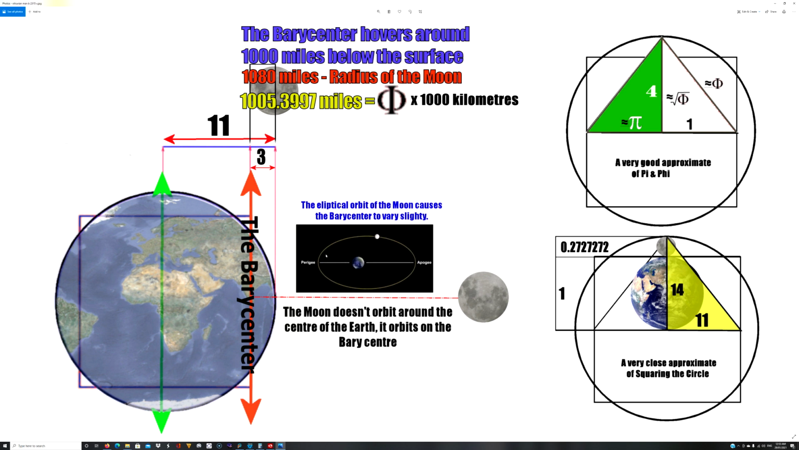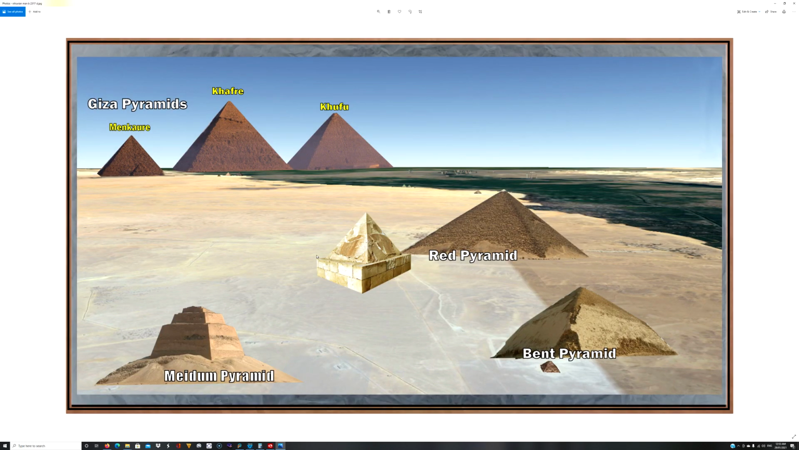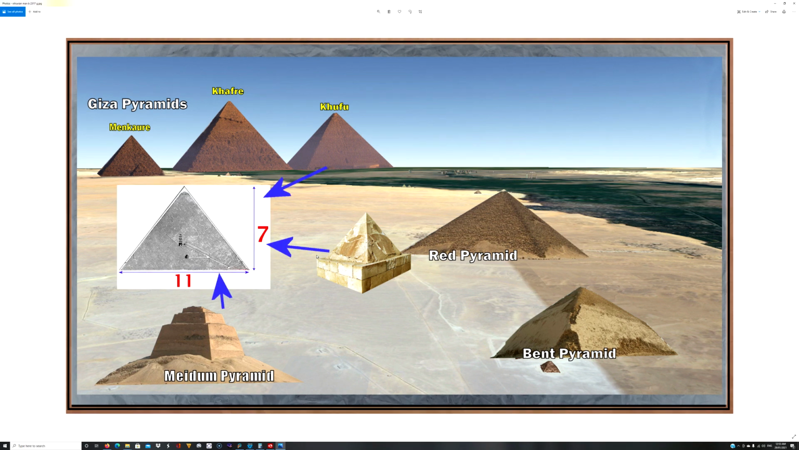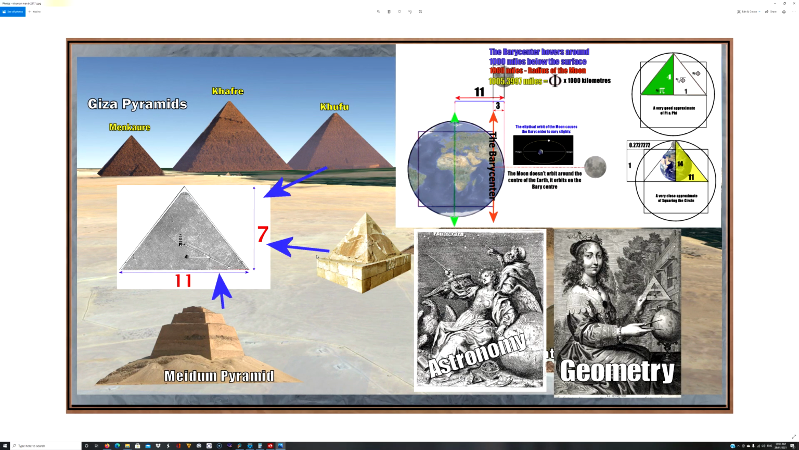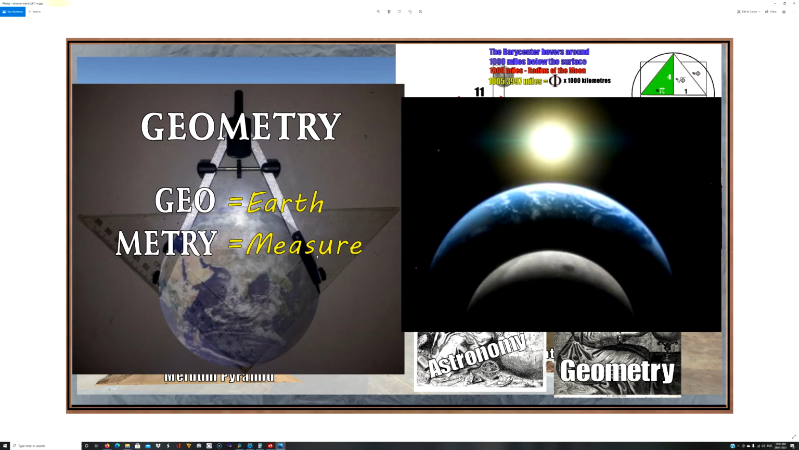Now, geometry is about perfect squares and lines, but nature is about elasticity and slight variations. And just like the pyramid has slight variations, I just think it's an interesting concept. So we come back to the pyramids, the 7-11, and we've already seen pi and phi, a good way of approximating squaring the circle in regards to perimeter and circumference, not area, of course. And the barycenter as well. So, a bit of information. Geometry and astronomy emerging together.